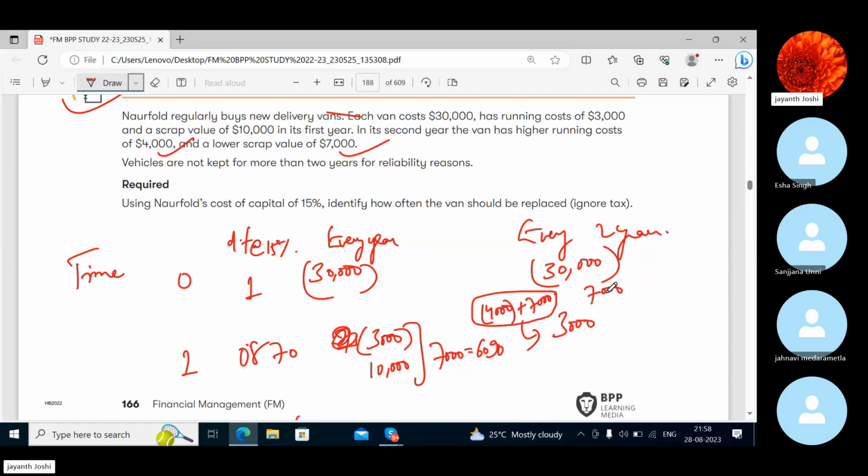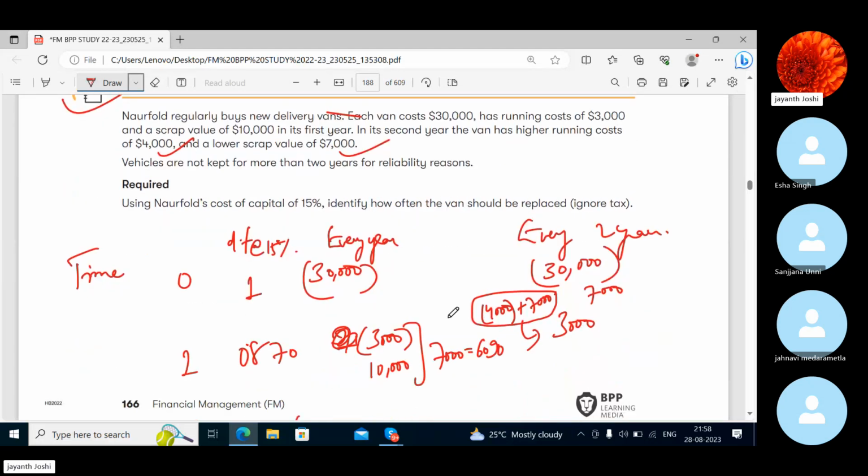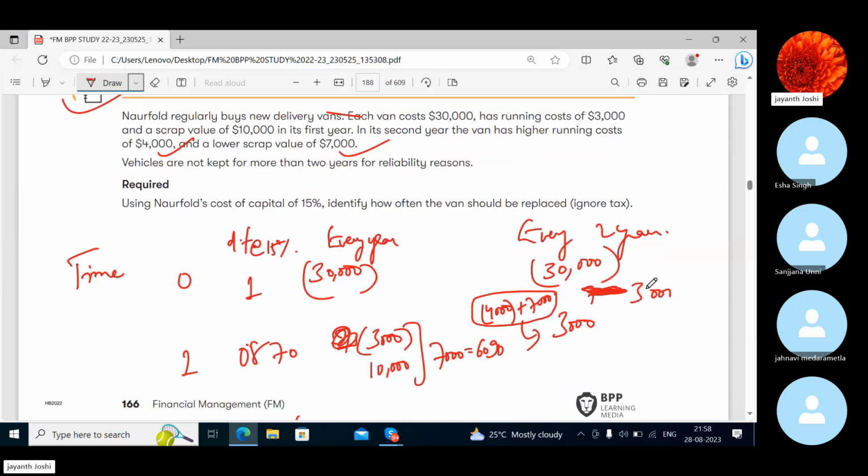But in the second year I'm not going to take the resale value, right? Sorry, resale value is only for the first year. What is the running cost in the first year? 3,000 is the running cost. And in the second year I have done the netting. It is 3,000, right? Positive 3,000.